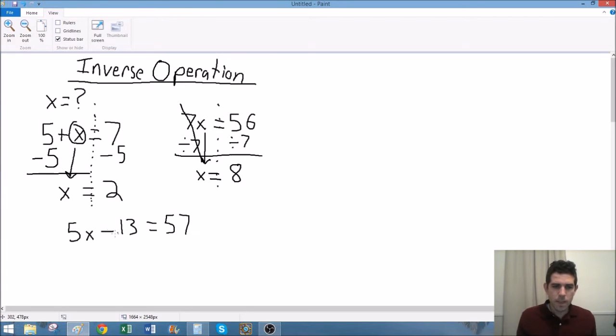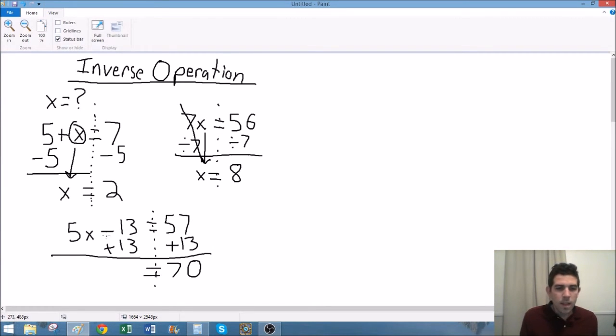So what's the opposite of minus 13? Plus 13. Let's split our problem up and add 13 to both sides. And draw our line. 57 plus 13 is 70. We bring our equal sign down. Negative 13 plus 13, well that cancels out. And we're left with our 5x. We now have 5x equals 70. A little simpler already.